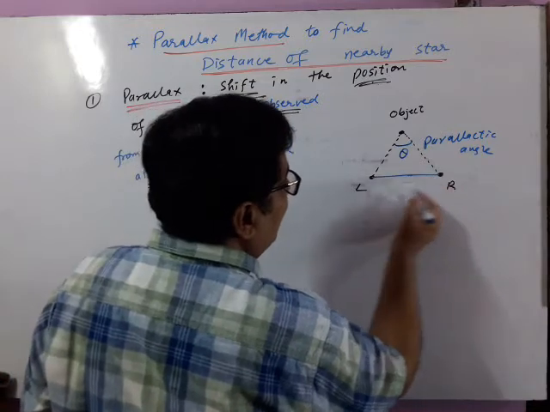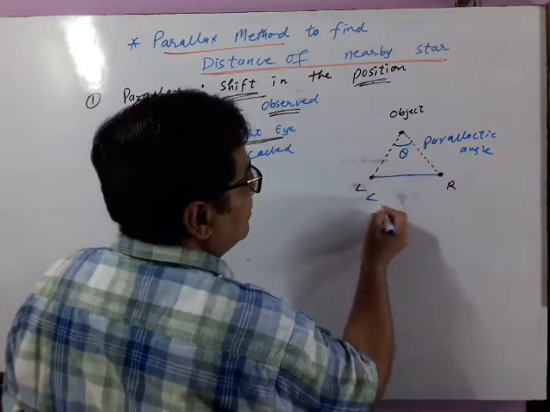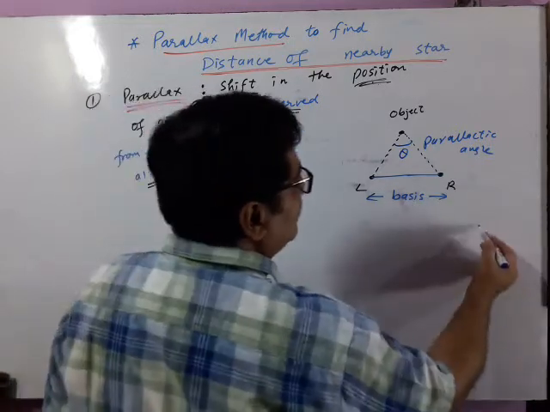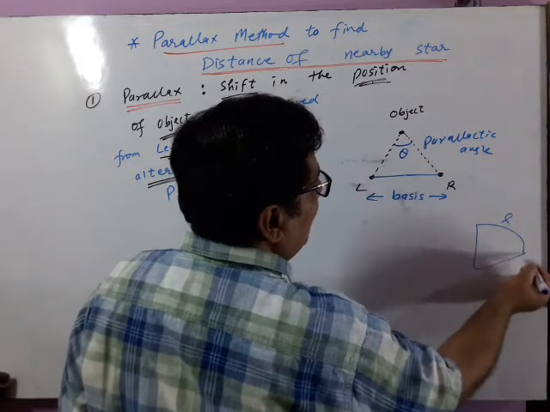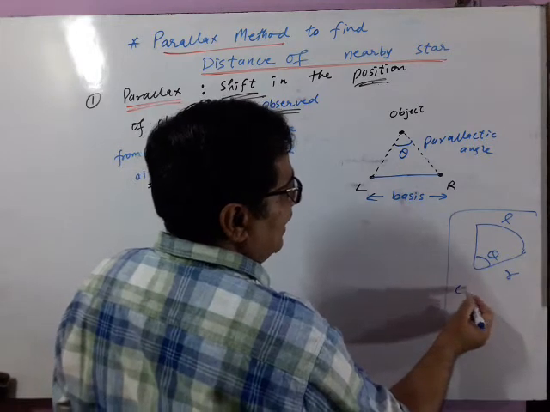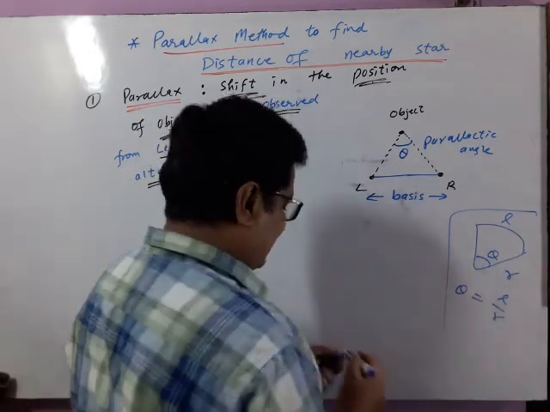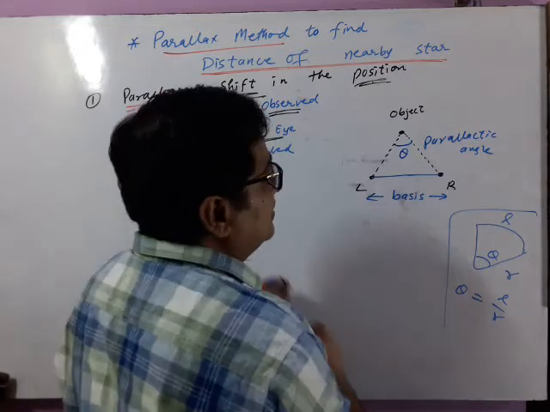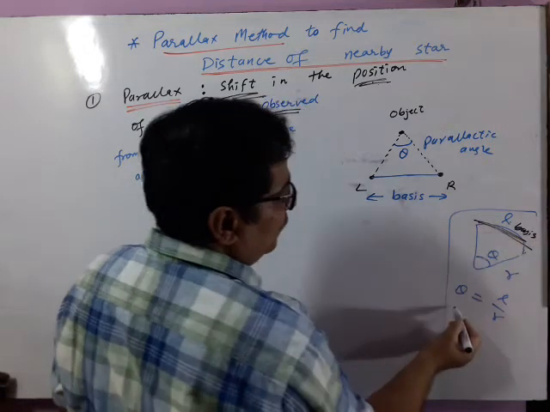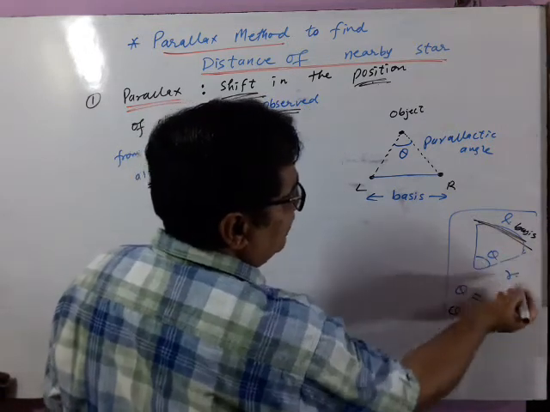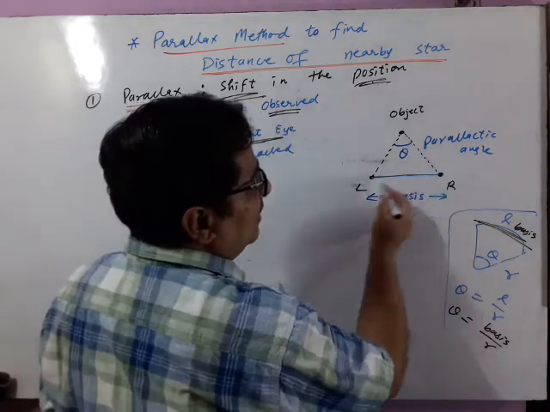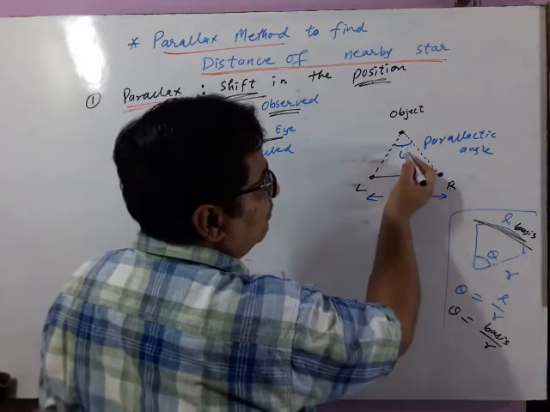This distance between our left eye and right eye is called the basis. It is like the previous concept, length of the arc, theta, radius. What do you say? This angle is length of the arc upon radius. In this case, in place of length of the arc, just say basis. So the formula will become theta is basis upon arc. Got it? This length of the arc is named basis, and this is called the parallactic angle.